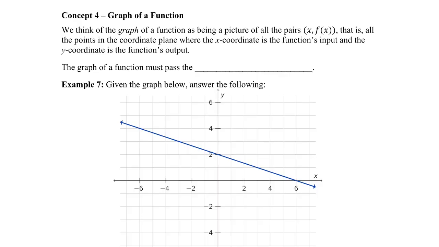And remember, the graph of a function has to pass the vertical line test. That is, any particular vertical line can only cross the graph at most one time. So in this example, the graph we have happens to be a straight line. And we're going to answer some questions about this function just based on the graph.